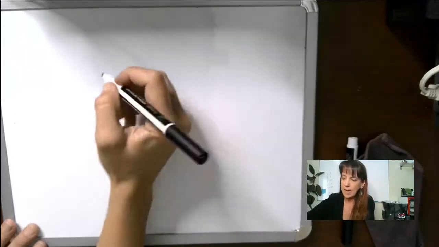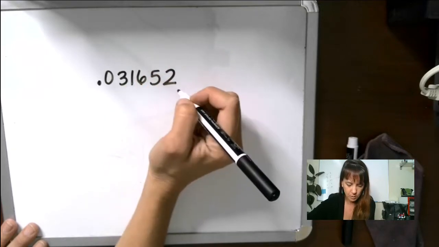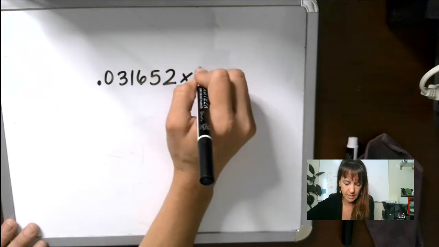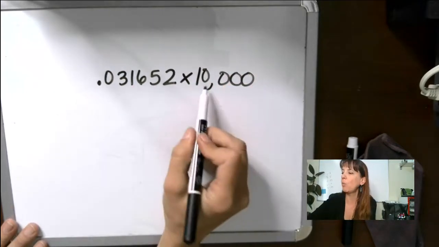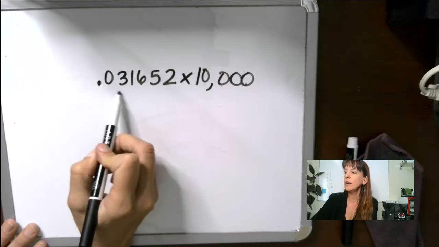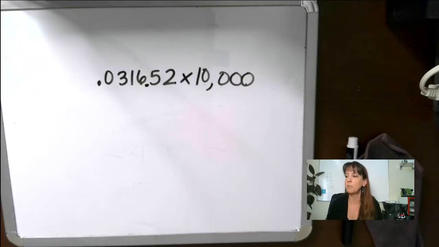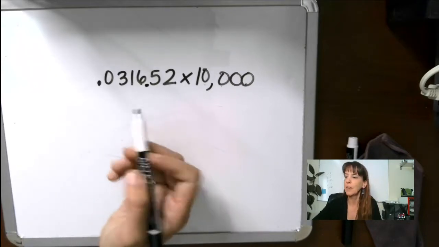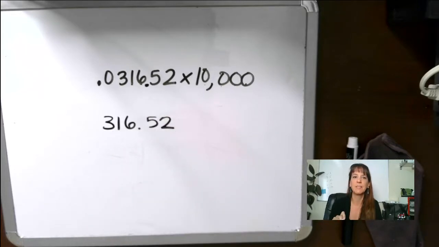Let's look at some of these other examples. Example number 2, we have 0.031652 times 10,000. Our decimal is here. We have 1, 2, 3, 4 zeros, which means we're going to move this 1, 2, 3, 4 spots. And again, I want to make that number larger because I'm multiplying, so we're going to move it in that direction. So now I have 316 and 52 hundredths. That's all there is to multiplying by multiples of 10.